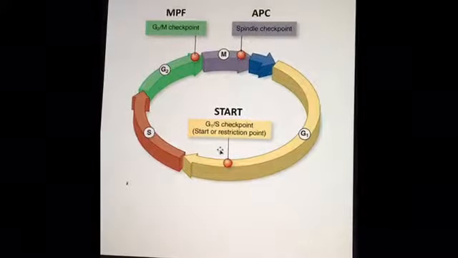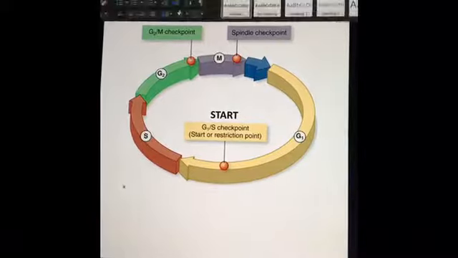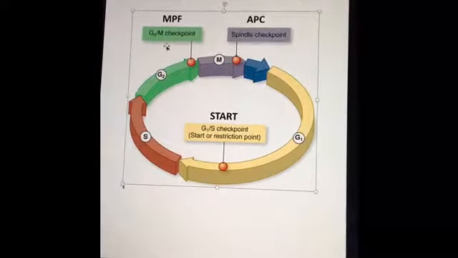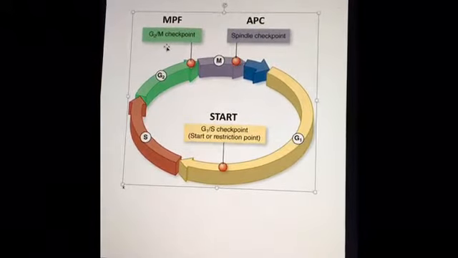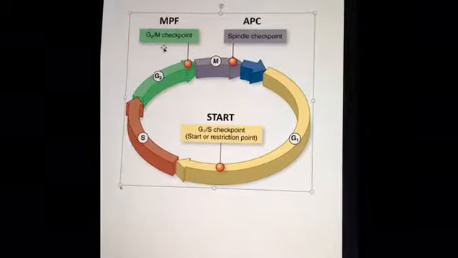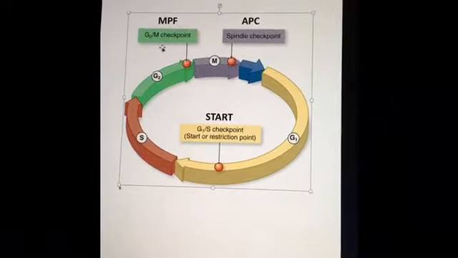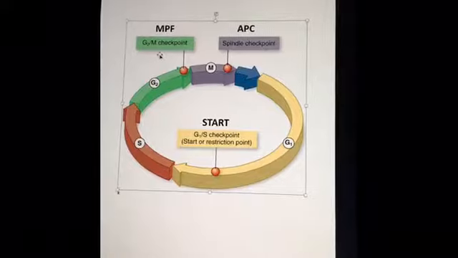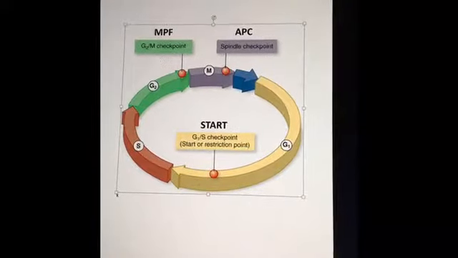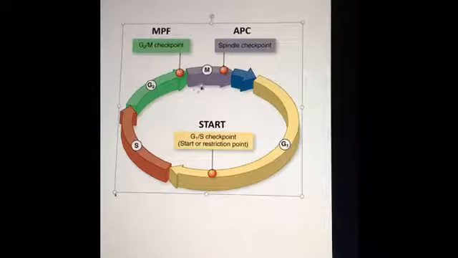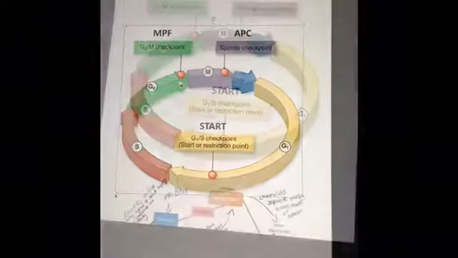And the second checkpoint here is the G2/M checkpoint. And this one is the checkpoint right before mitosis, and it's checking for MPF, which is the mitosis promoting factor. And what this is, the mitosis promoting factor, is a cyclin dependent kinase, and this is basically the proteins that it needs in order to go into mitosis. This is what this checkpoint is checking for.